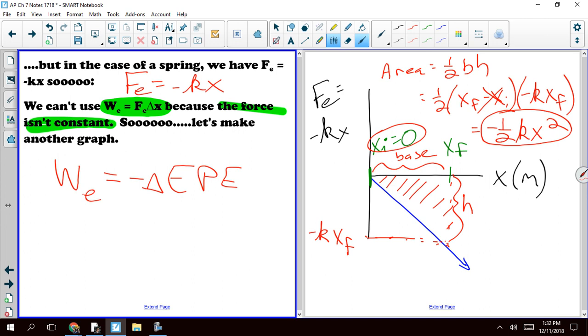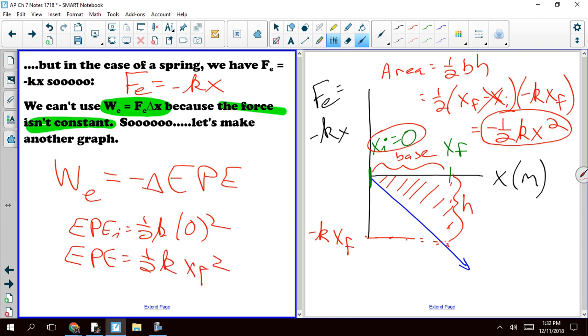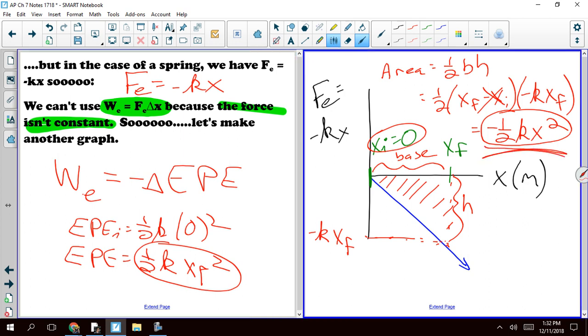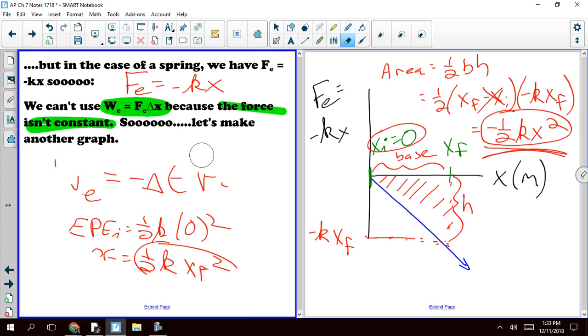Because my elastic potential energy initially here would be 1/2 k times 0 squared. My EPE final is 1/2 k times x final squared. So when I do final minus initial, I get this. And the work done by that should be negative that. So once again, this reaffirms our idea that the work done can be calculated by finding the area under the f of x graph.